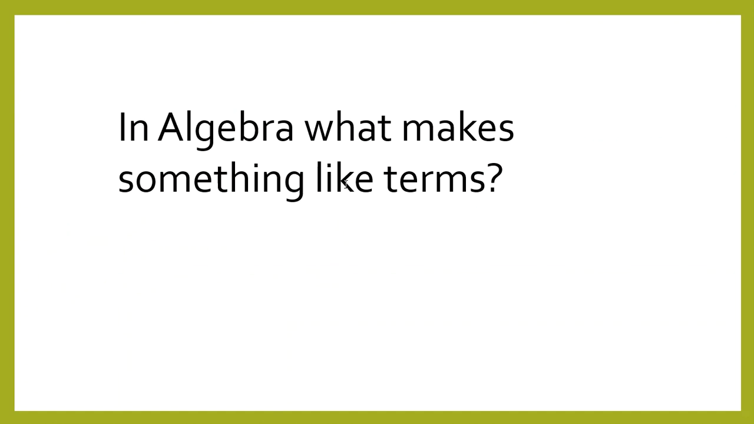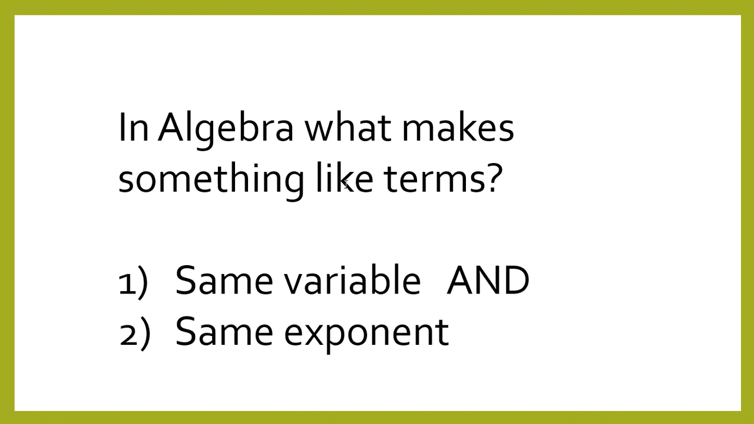I want to recap here, and I want to talk to you about what makes something a like term. In algebra, like terms have to have two things, and we've only talked about one of them so far. The first thing is it has to have the same variable, and that's very important. We're not going to add x's and y's together. But the other thing it has to have is the same exponent. And we want to be careful there.